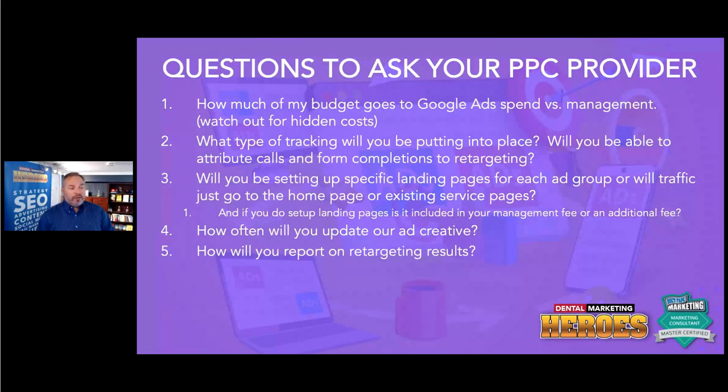Number 4, how often will they update their ad creative? This is really important because as we mentioned earlier, it erodes with time. So you want to make sure that ad creative, ad copy is in continuous optimization. And number 5, how will you report on retargeting results? How will you, as a business, as a practice, be informed of the success and the tracking of your retargeting campaigns? Armed with these questions, they will help you avoid bad retargeting agencies and help you hire a good one.